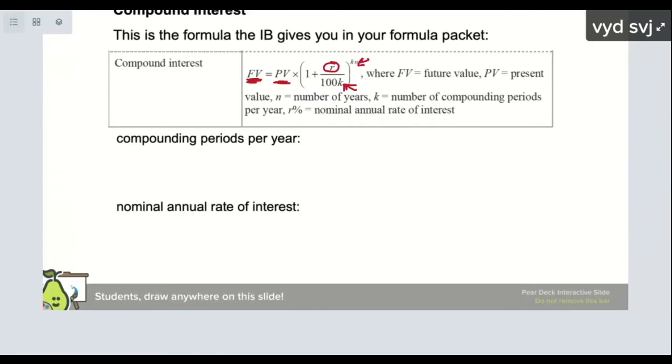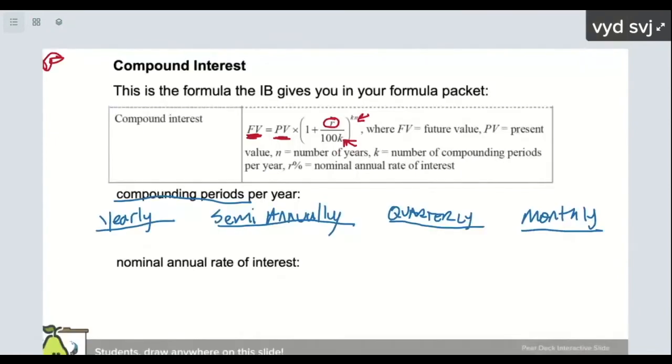Compounding periods. It's very important. 4 main ones. We have yearly. We have semi-annually. We have quarterly. And the last one we have monthly. So yearly is once a year, once. Semi-annually, that's twice a year. Quarterly, 4 times a year. Monthly, 12 times. Each month they'll compound that interest rate.